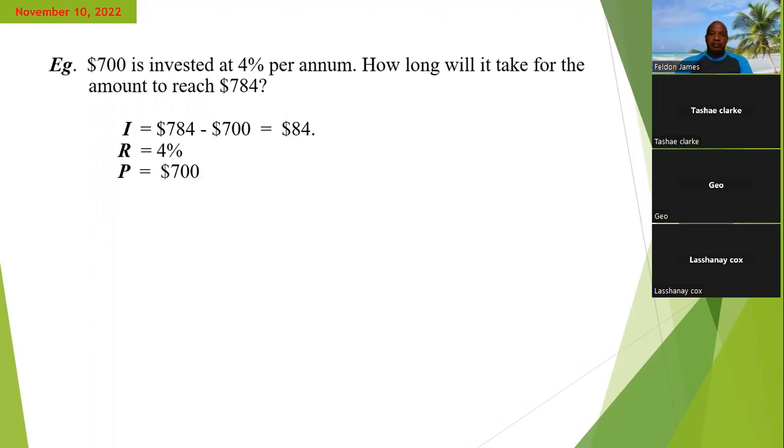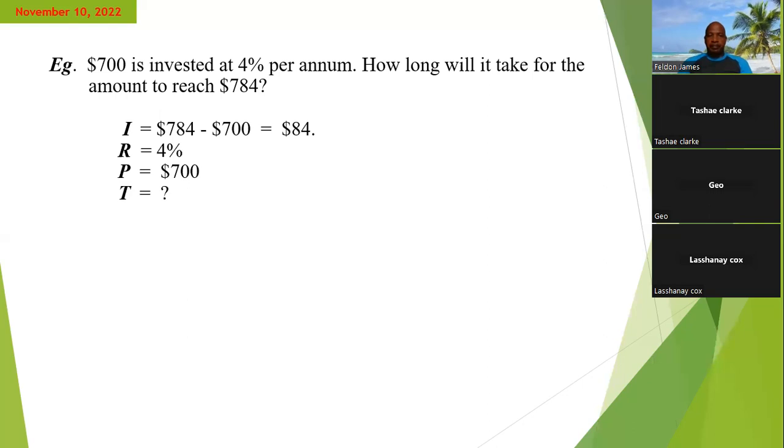So now what we want to find is the time. You need to list what you have so that the examiner can see what it is that you're extracting from the question and what you're going to put in the formula. All right, set here? Yes, sir. All right, go ahead now.